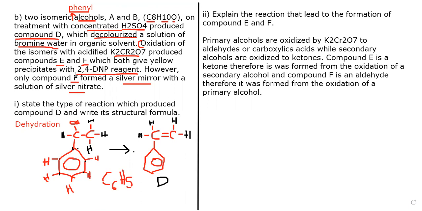So if F is an aldehyde, that means alcohol B, I will not even have to go there yet. If F is an aldehyde, it was formed from the oxidation of a primary alcohol. E is a ketone, so it was formed from the oxidation of a secondary alcohol. So that's it. F is the aldehyde, formed from the oxidation of a primary alcohol. E is the ketone, formed from the oxidation of a secondary alcohol. And I typed out the answer here for you.